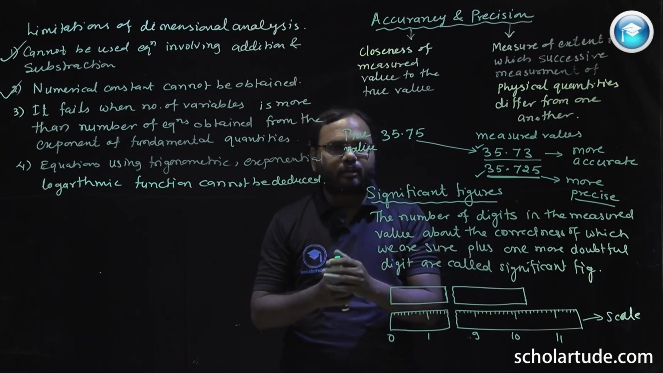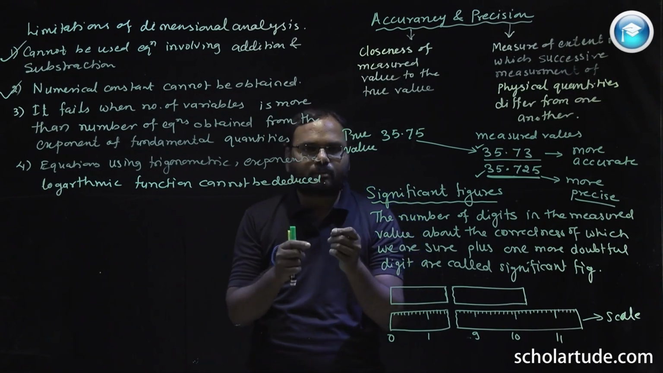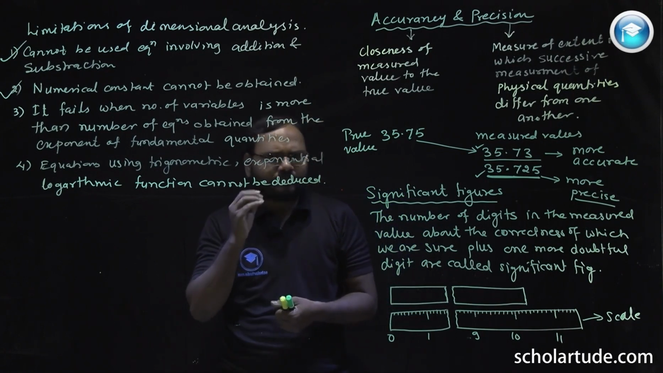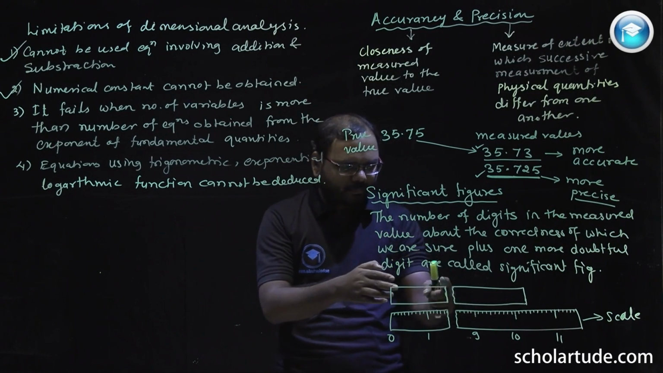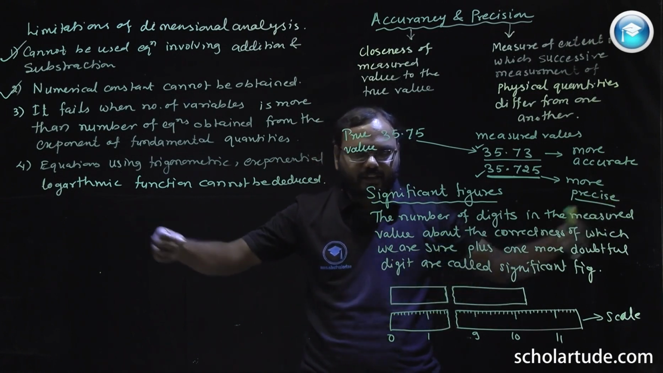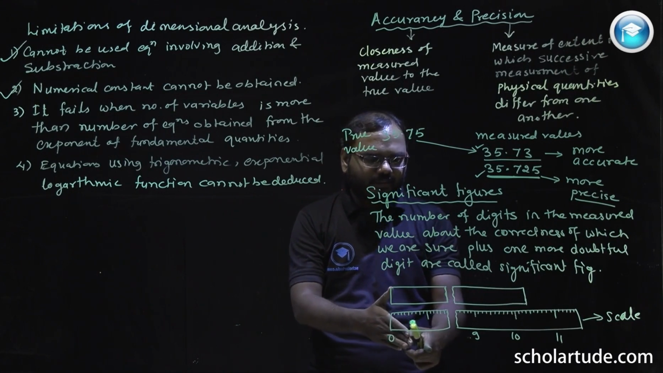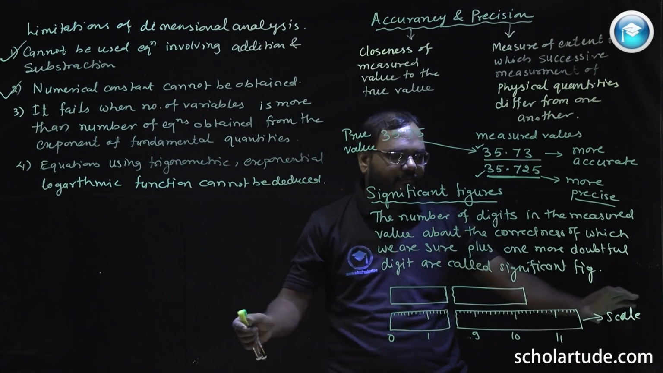So the total number of digits, meaning as far as we are sure, that many digits plus one more doubtful digit, is known as significant figure. Now try to understand this one. Okay, suppose this is the scale. I have made a break here because this is a long scale, so I cannot draw the full scale here. You can see that it starts from 0, then here 9 comes, then 10, 11 comes, right? So this is the scale we have.